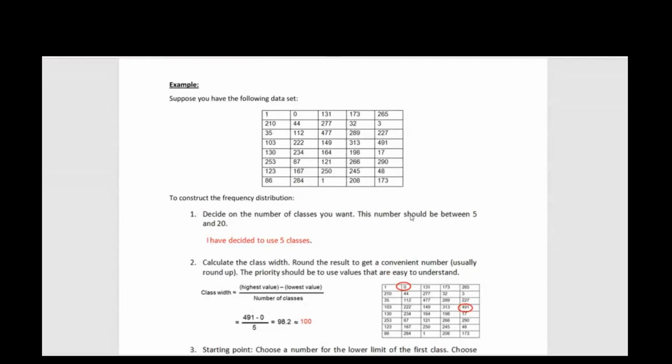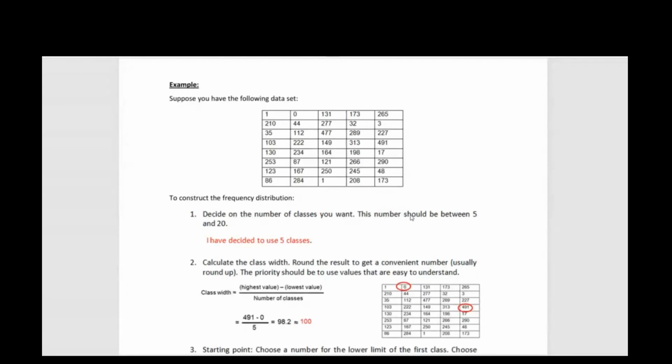The first step is to decide the number of classes you want. The number of classes should be a number between 5 and 20. How many classes will you select? Well, it depends on the number of data entries. If I have 40 data entries, it doesn't make sense to select 20 classes. 40 is not too many data values, so I decide to construct my frequency distribution with only 5 classes.